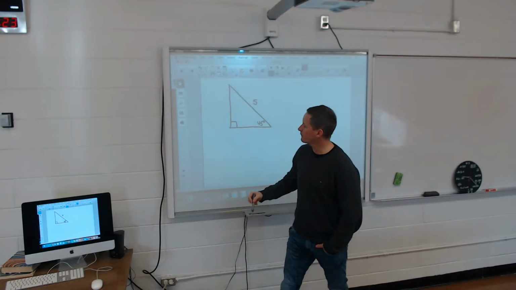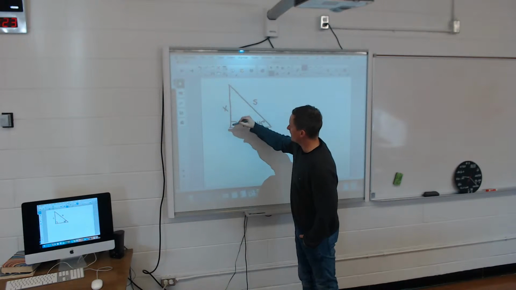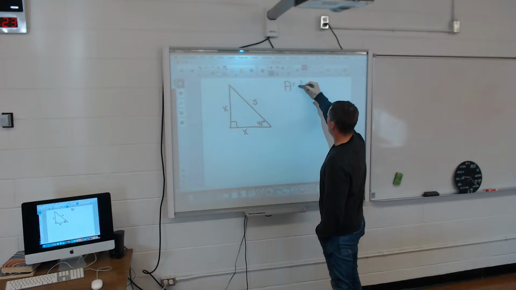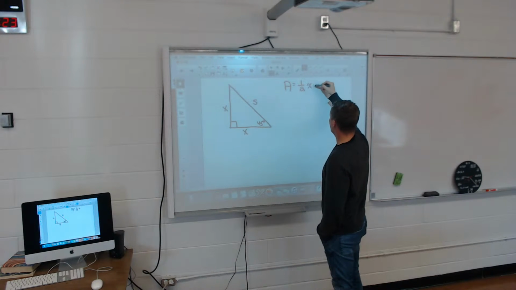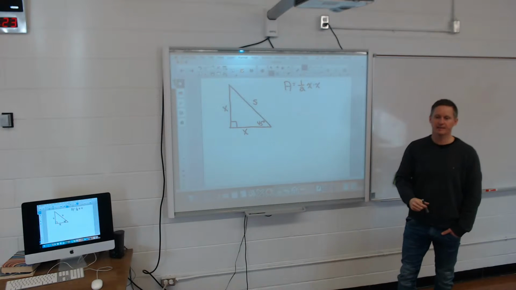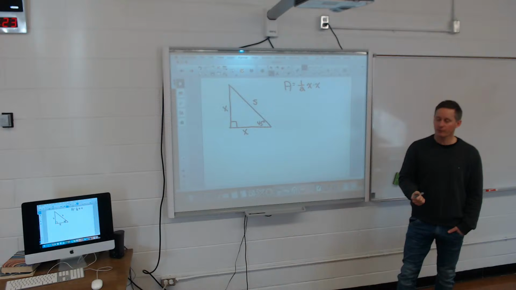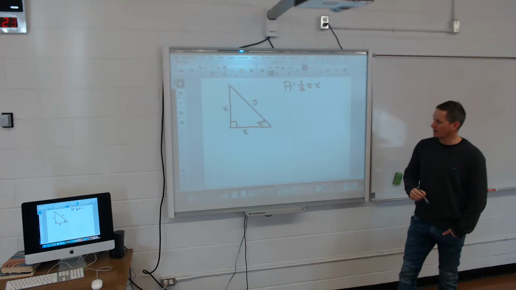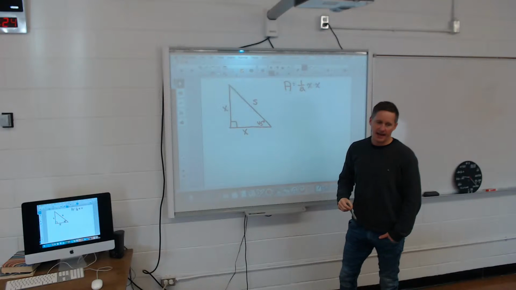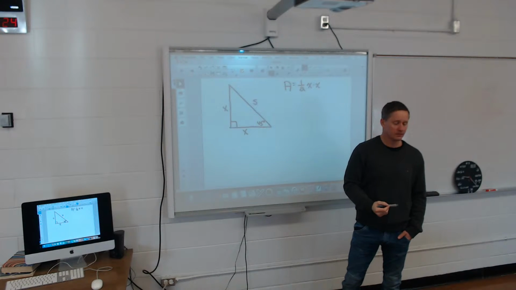All right, starting from the beginning, this is x and this is x. And the area is equal to 1/2 x times x. All right, base times height is the area of a triangle, right? 1/2 times base times height. Okay, so I want to work with the s because that's all I really know.